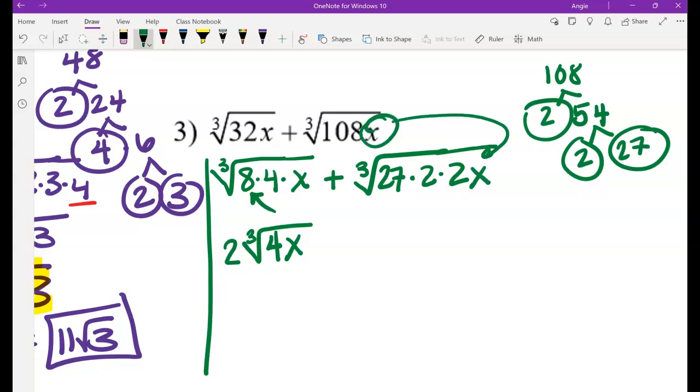Put the x back. Then the cube root of 27, that's going to be 3. Those cannot be simplified because they don't make a set of 3, since we have an index of 3 here. So 2 times 2 times x is 4x.